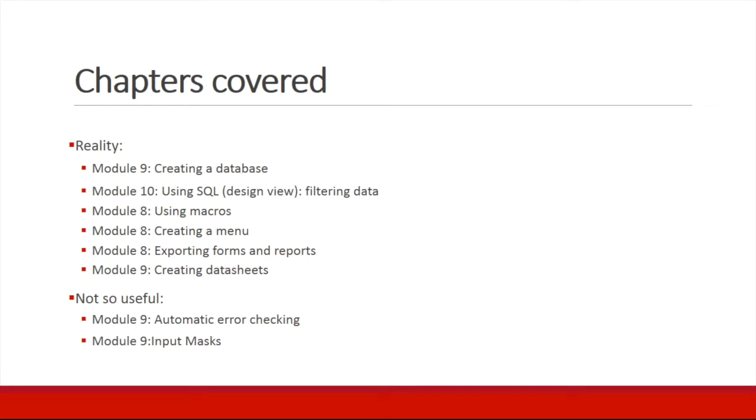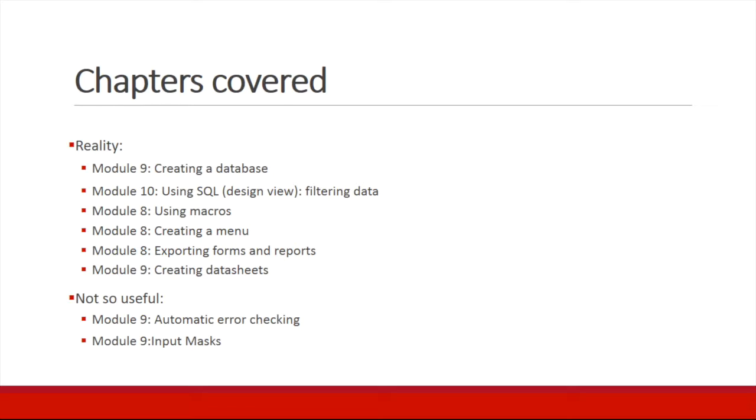In what concerns the chapters covered, I'll explain that at IA we do not work with Access, but it would be extremely useful for some aspects of our work, and it's better than Excel for some aspects of the work that we do. Module 9, which is creating a database, would be extremely useful for us. Module 10, which is using SQL or Design View to filter the data, is also extremely useful because we receive many thousands of contracts from the government, and if you only want to filter some contracts, using SQL or Design View would be a great way to do so.